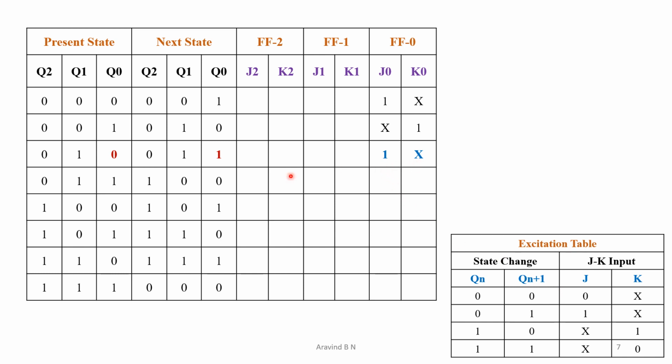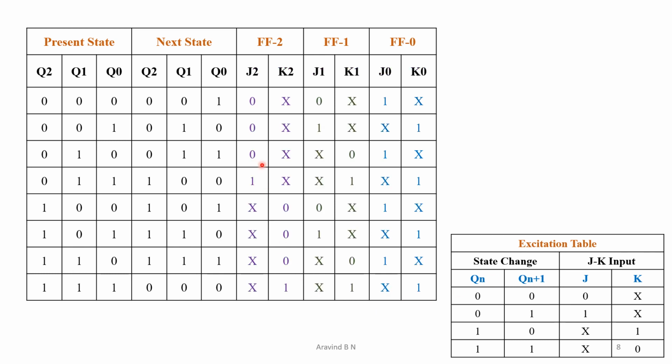Similarly, we are going to continue this and fill up flip-flop 0, and then we are going to consider Q1 of the present state and Q1 of the next state, and fill up flip-flop 1. Similarly for Q2 of the present state and Q2 of the next state, we are going to complete flip-flop 2 by looking at this excitation table. After completing all these, we are going to get this realization. Now we have got this complete table.